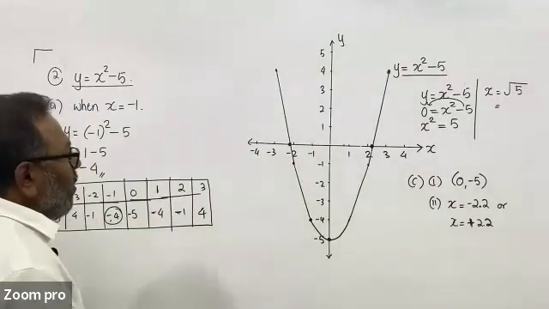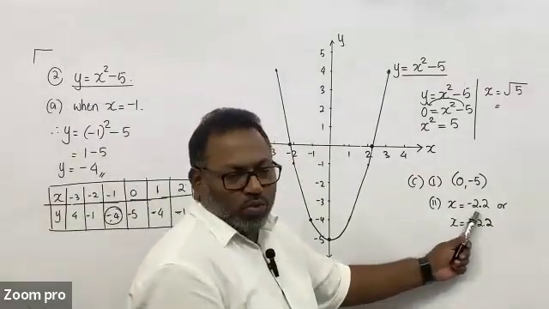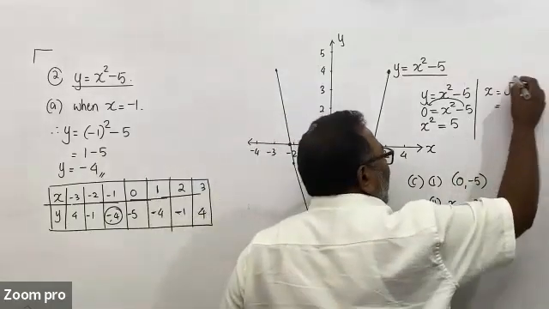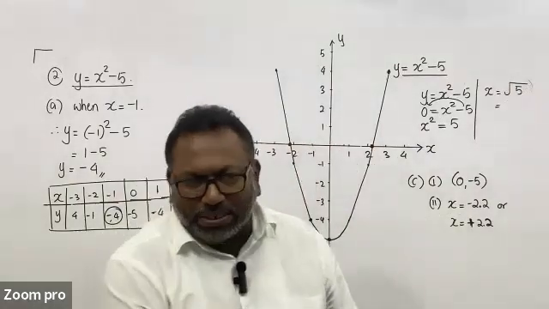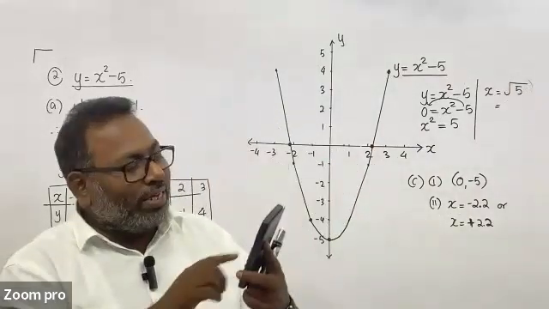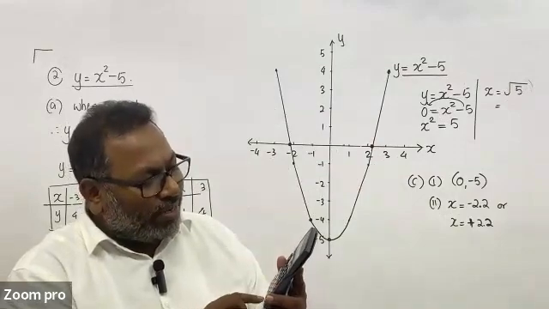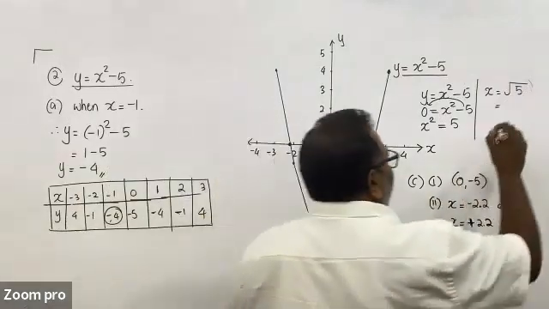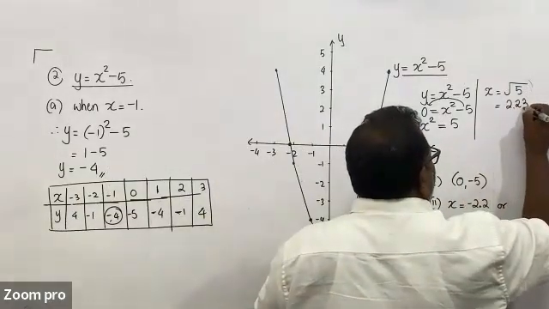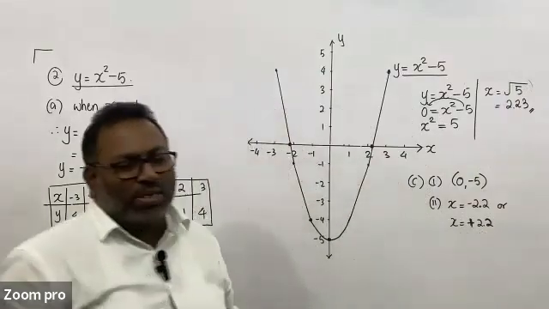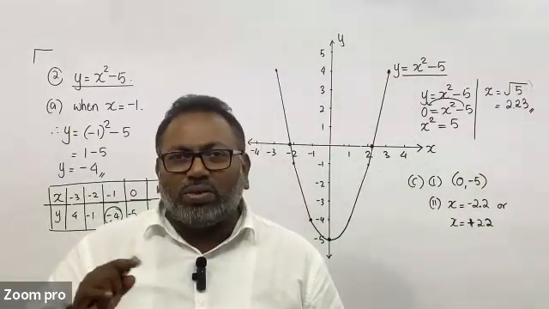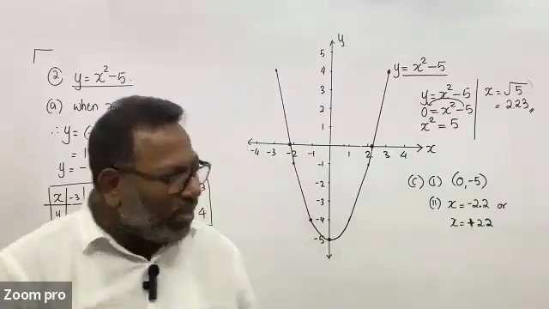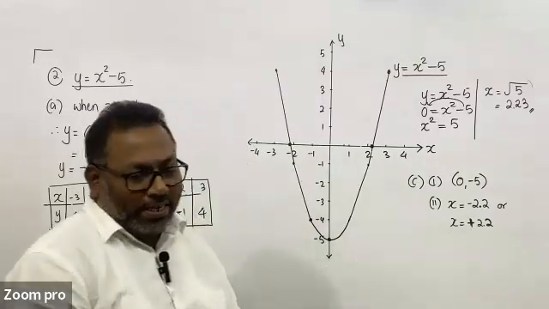Okay, now it's clearer. So x is minus 2.2 or plus 2.2. If you find the square root of 5 using your calculator, you will see you're getting 2.23. We are just going to take it to one decimal place. So it's either minus 2.2 or plus 2.2. Okay, so your roots are that.